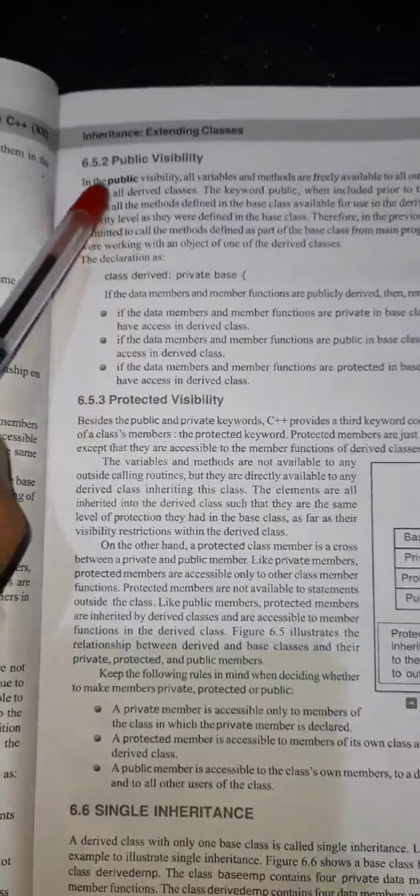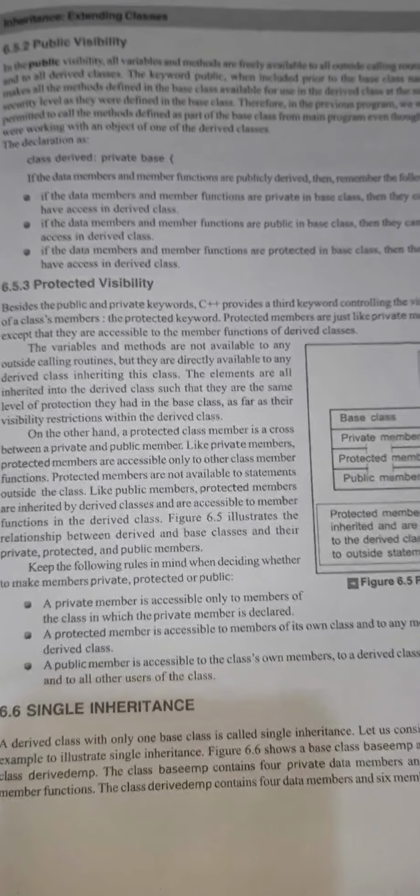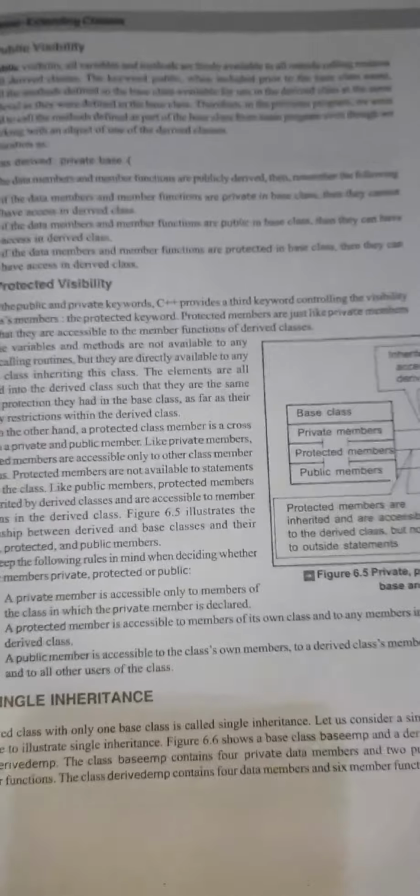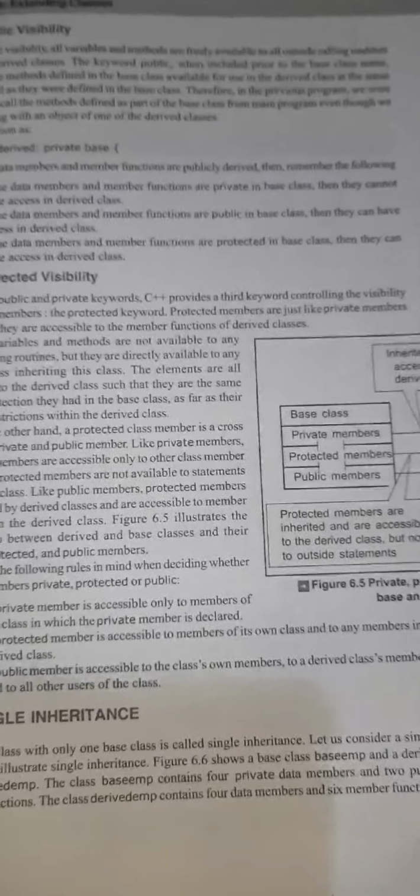A derived class with only one base class is called single inheritance. So you have only one base class, and you have a derived class. That is the most common type of inheritance, that is single inheritance. So you have only one derived class which is inherited from one base class only.